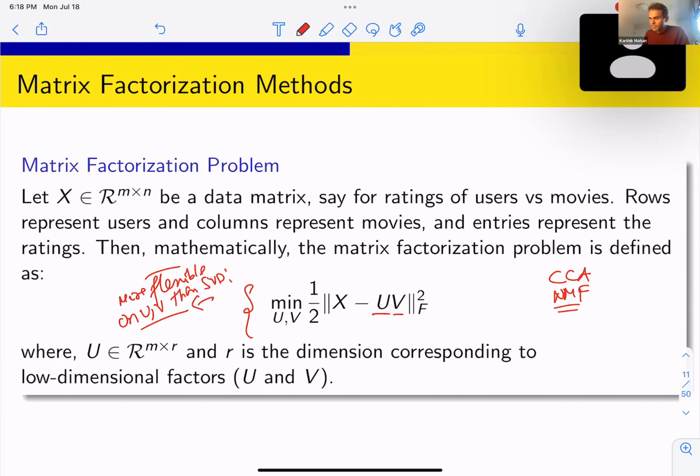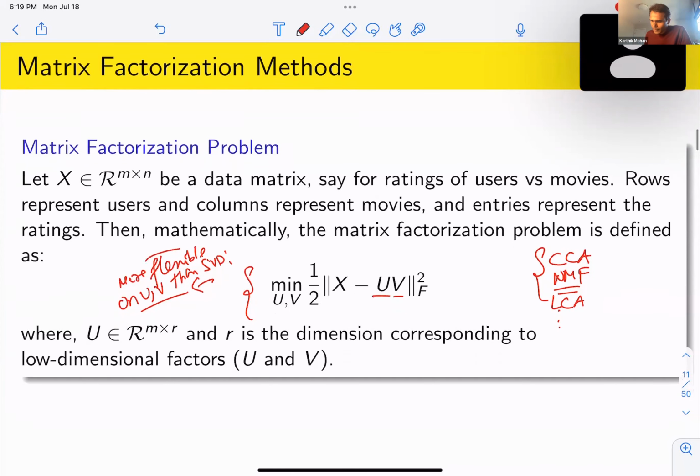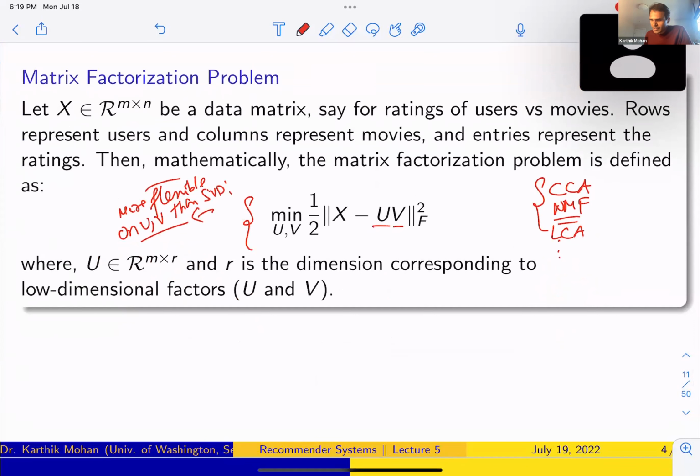So these are some subtleties in the factorization process itself, where you get interesting factorizations when you look at matrix factorization as compared to SVD. So NMF, CCA, there's also LCA, and there are many other factorizations. We'll not look into many of these because they're not relevant for recommendation systems, but I just wanted to mention that. But matrix factorization is very relevant.